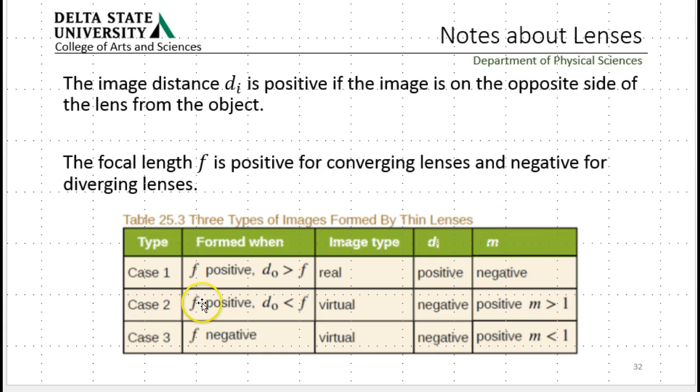Case 2, positive F, which tells us it is a converging lens, DO less than the focal length, so the object is between the focal point and the lens. You end up with a virtual image. DI is negative, which means it's a virtual image as well. Magnification ends up being positive and greater than 1. With F negative, we have a divergent lens, and the image is always virtual. DI is always negative, the magnification is positive, and M is less than 1.